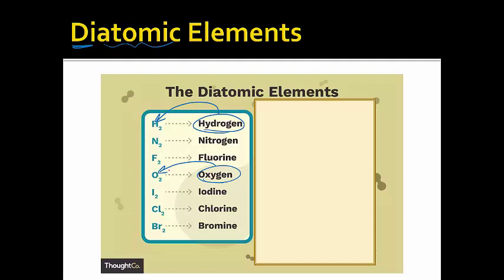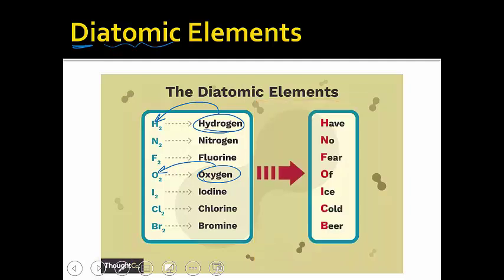And there is a way to remember this. There's many ways to remember this, but this one seems to be the most memorable. Have no fear of ice cold beer, right? So we've got H, N, F, O, I, Cl, and Br, right? So we can remember those diatomic molecules relatively easily. Many students have used this phrase in order to remember those.